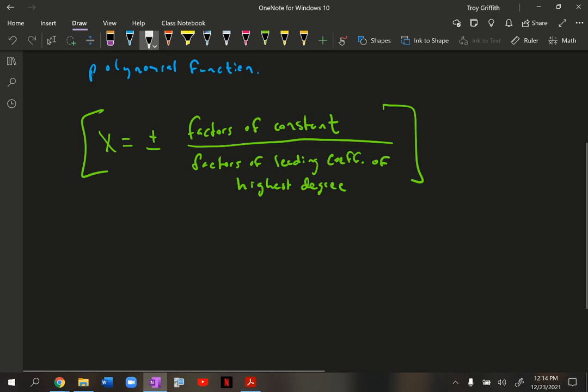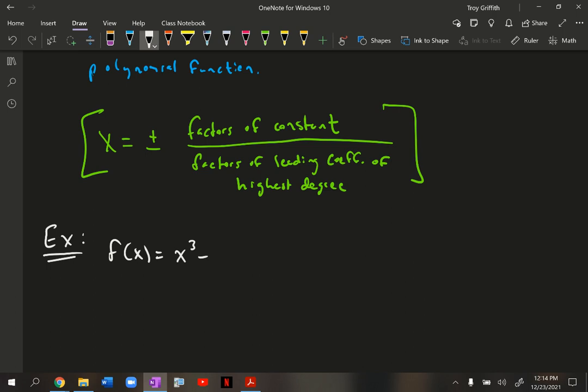Let's go ahead and jump right into an example. We'll probably do two shorter examples and then one longer example at the end here, just to give you guys an idea of what we're looking for on these problems. So let's try this. We're going to go f of x equals, let's try x cubed minus 19x minus 30.